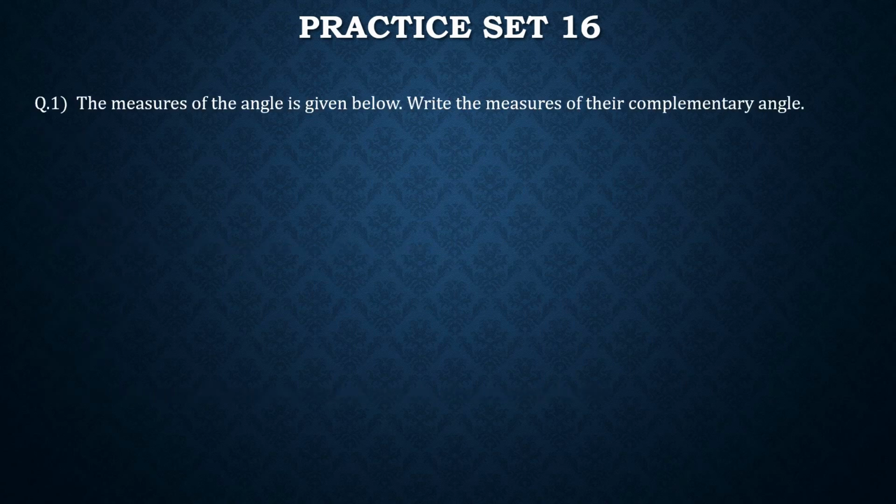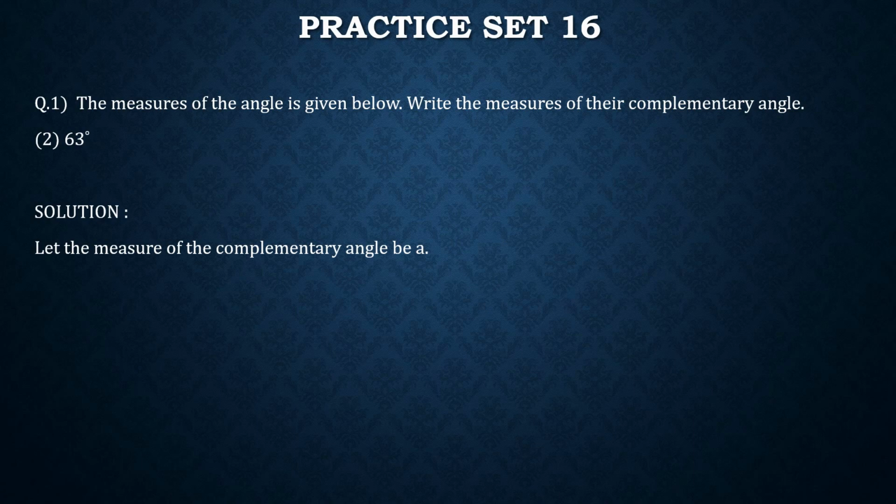The measures of the angle are given below. Write the measures of their complementary angle. Second one, 63 degrees. So we have to find the measure of the complementary angle of 63 degrees. Solution. Let the measure of complementary angle be A. As we do not know the measure of the complementary angle, let us consider it with any alphabet. Here I have considered it as A.